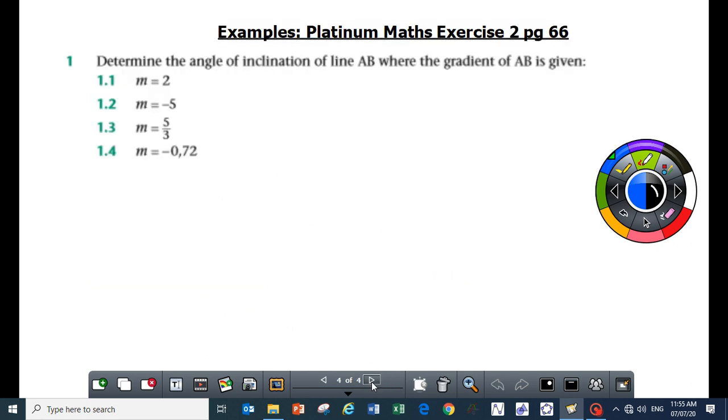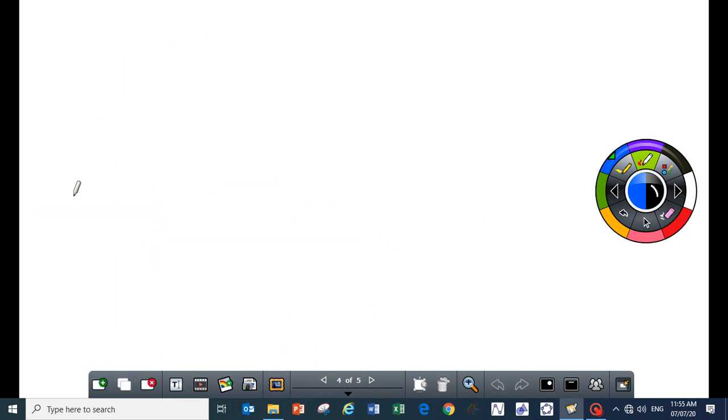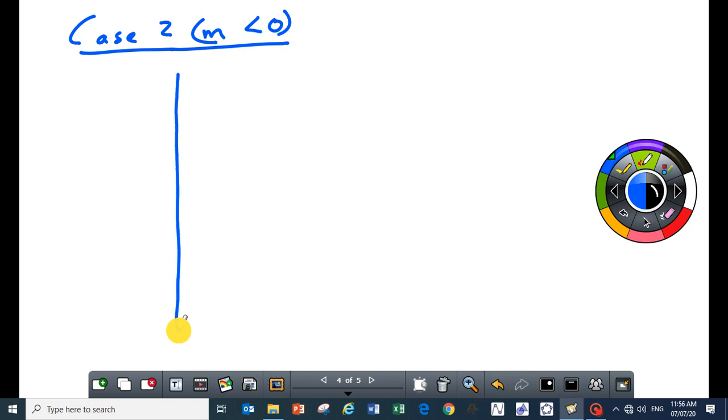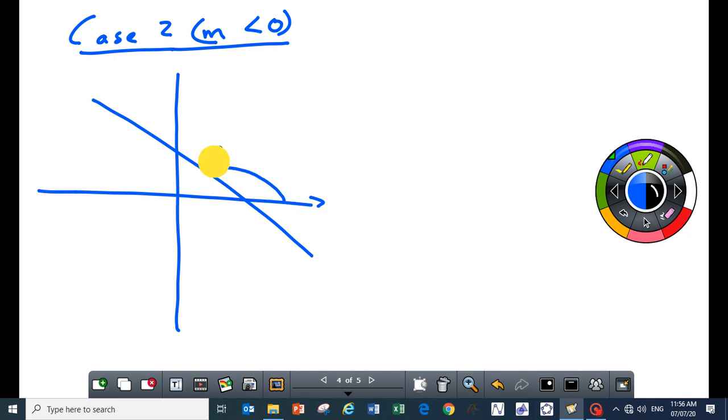But case 2. Okay, the second case. Case 2 is when the gradient is negative. Now, when the gradient is negative, you have something like this. You have your straight line like that, and then your angle of inclination will be that. Okay? It's going to be an obtuse angle.